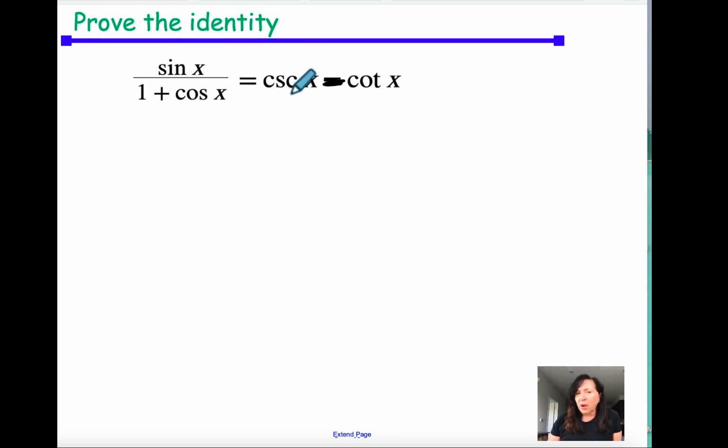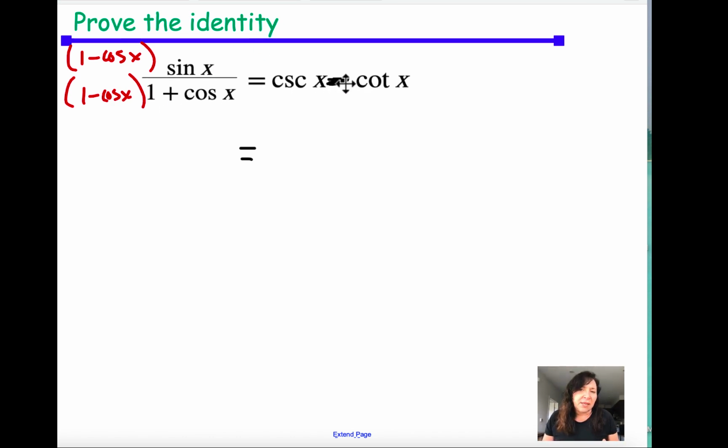Just a note, let's work the right side. If I was working the left side, the first thing I would do is multiply by 1 minus cosine of x over 1 minus cosine of x, and I would distribute. But I want to see what this right side actually is equal to before I do this on the left. And so I'm going to work the right side instead of the left, okay?